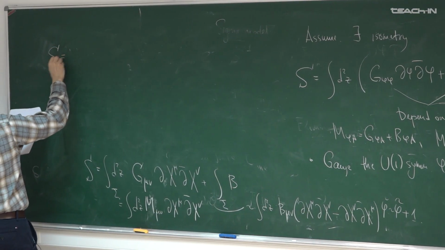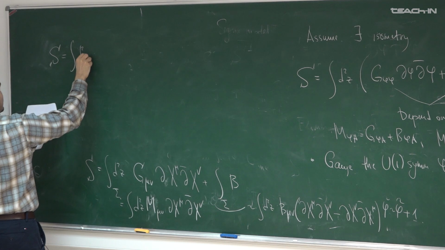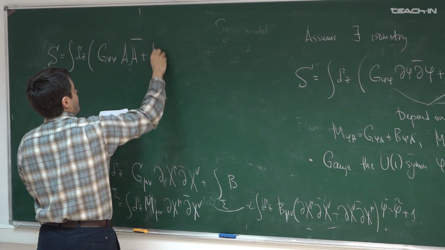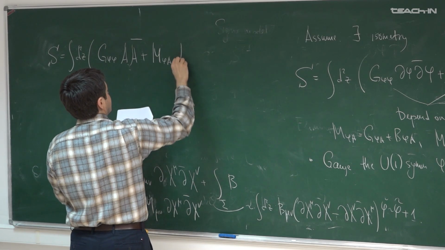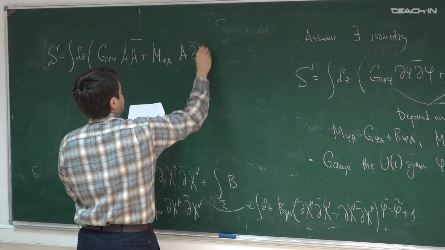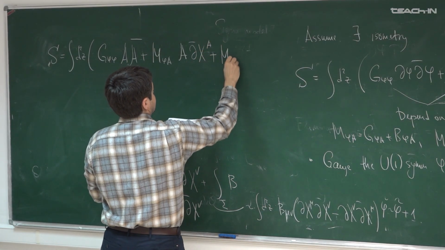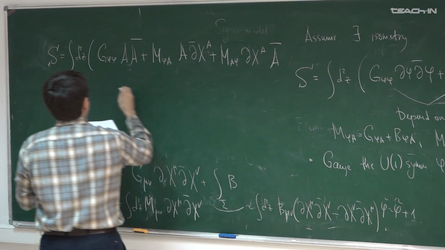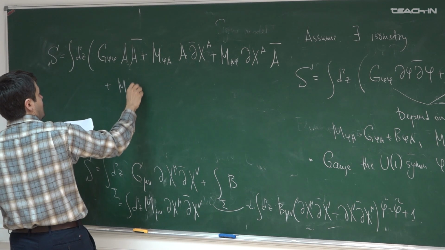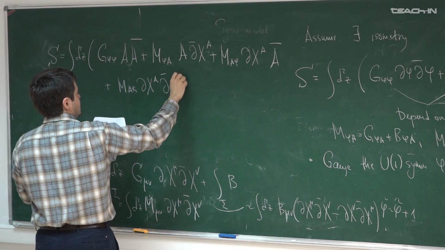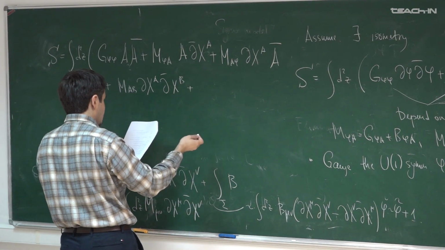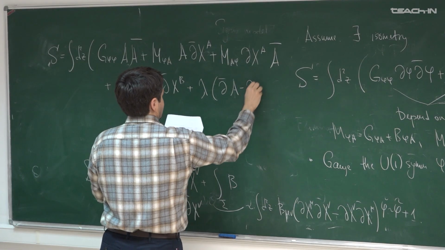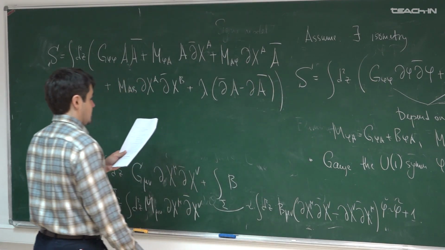So our action is d²z, which is A-bar plus M phi A d-bar x^A plus M A phi dx^A times A-bar plus M_AB dx^A d-bar x^B plus, well, I call it lambda here, so lambda times d-bar A minus dA-bar. So that's effectively what you get.